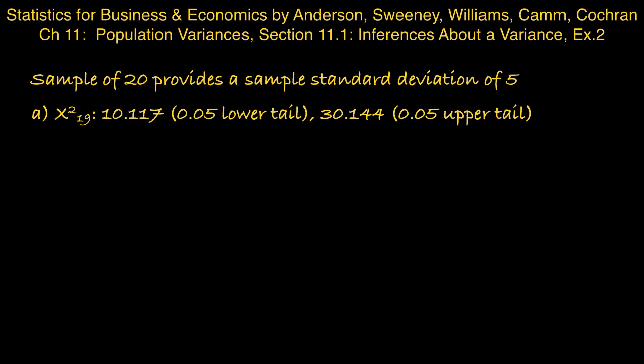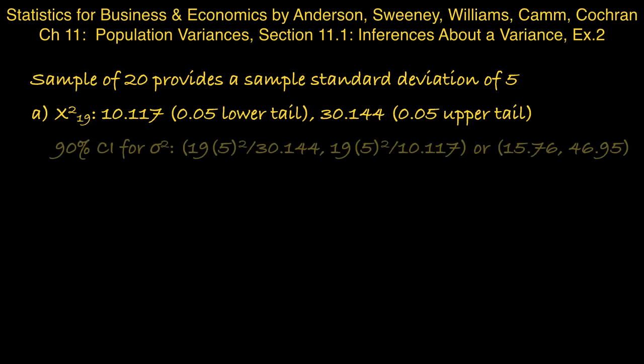Then the 90% confidence interval for the population variance sigma squared, we have a formula for that, and we can just plug in all our values, including the two values that we just found, and the interval comes to lower bound 15.76, upper bound 46.95.